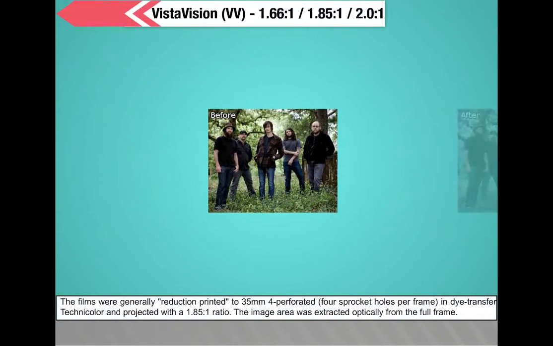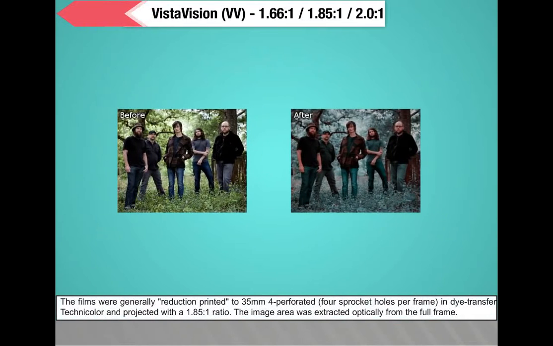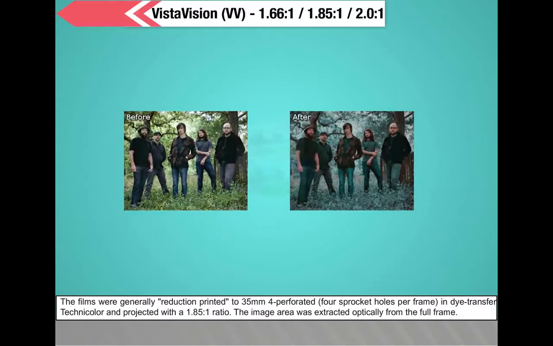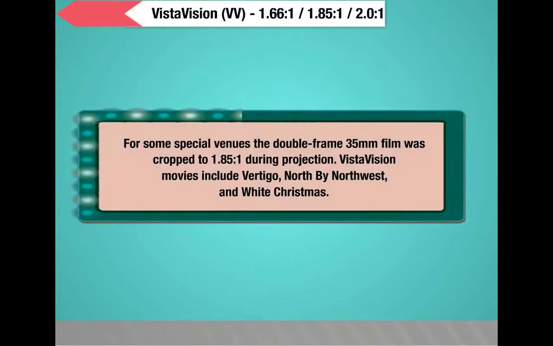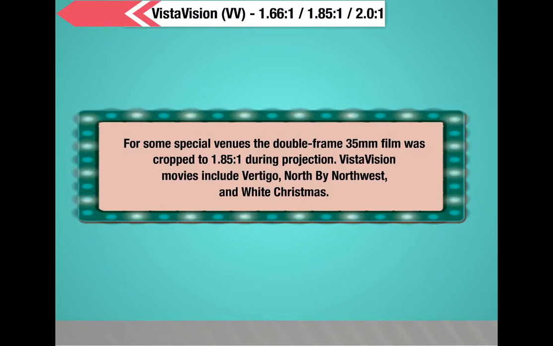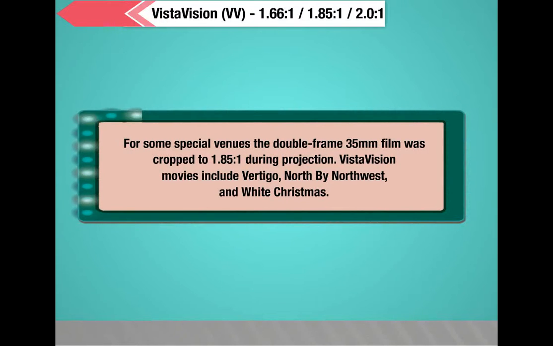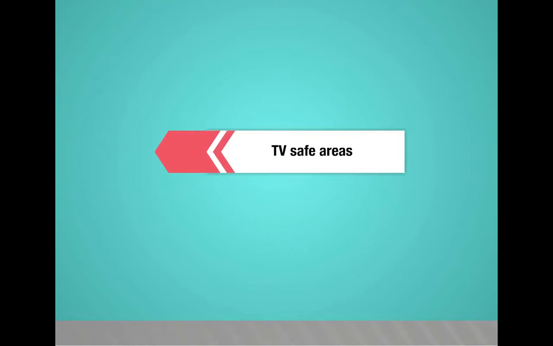The films were generally reduction printed to 35mm, 4 perforated, 4 sprocket holes per frame in dye transfer Technicolor and projected with a 1.85:1 ratio. The image area was extracted optically from the full frame. For some special venues, the double frame 35mm film was cropped to 1.85:1 during projection. VistaVision movies include Vertigo, North by Northwest, and White Christmas.